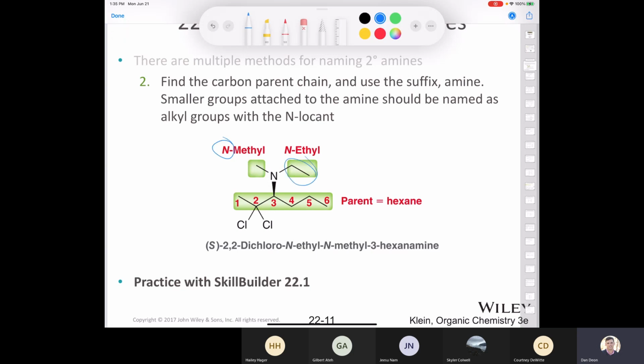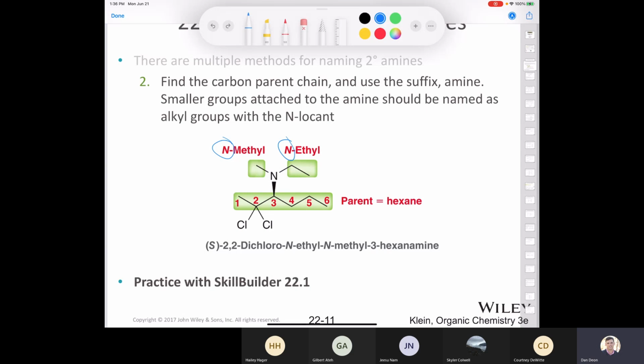And then here we have an ethyl. So to denote that it's on the nitrogen, we call it an N-ethyl. And then the rest, we just give it the same old name, right? We imagine that this is a primary amine, so we have 6 carbons. So instead of a hexanol, this is a hexanamine. It's a 3-hexanamine. We have a 2,2-dichloro. We denote the stereochemistry, which is S. And then we have N-ethyl and methyl.